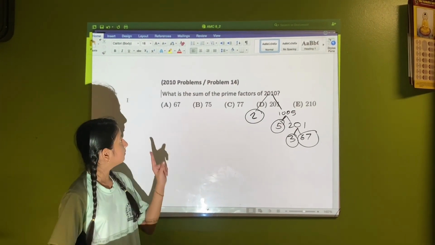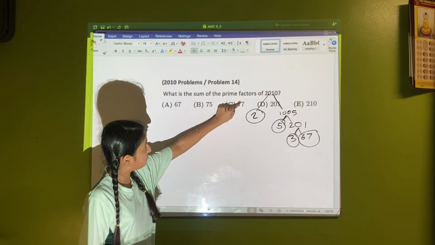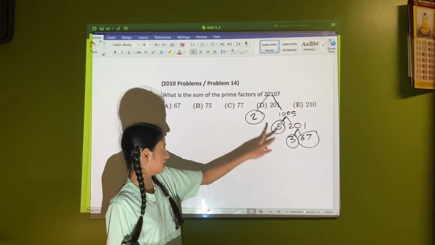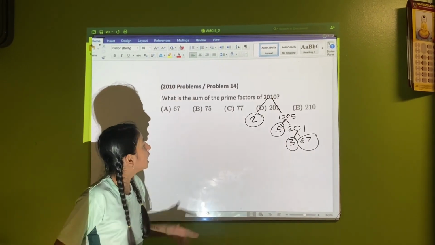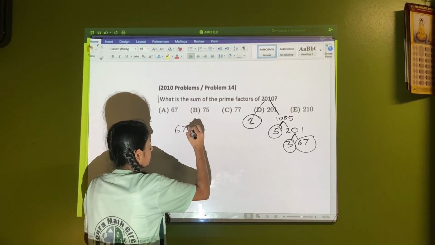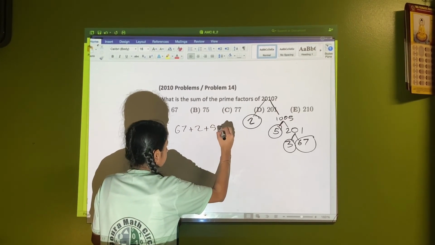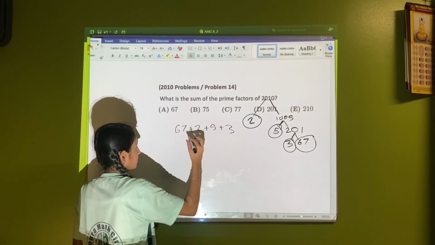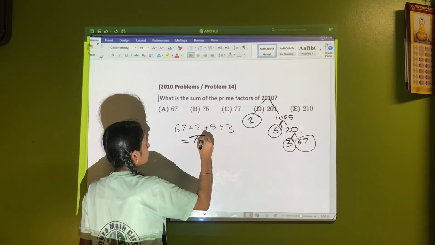Now another problem. What is the sum of the prime factors of 2010? As you see, I prime factorized this, and these are the factors. Now we just need the sum. So 67 plus 2 plus 5 plus 3: 5 plus 3 is 8, 8 plus 2 is 10, 67 plus 10 is equal to 77. Great, you see?